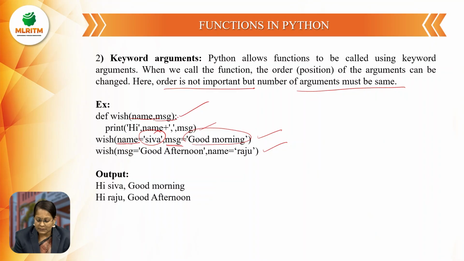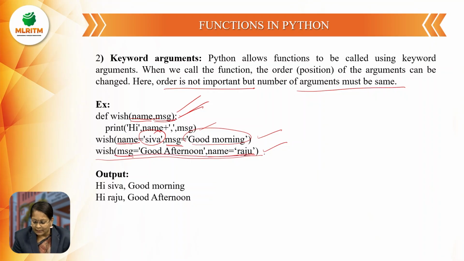So in the wish function, we have two arguments. So just see this line. Here also we are passing two values with the keyword. First we are calling the message, passing the value to message, and then Raju. But in our function definition, the first argument is name, the second one is message.